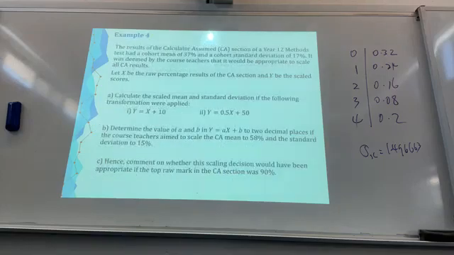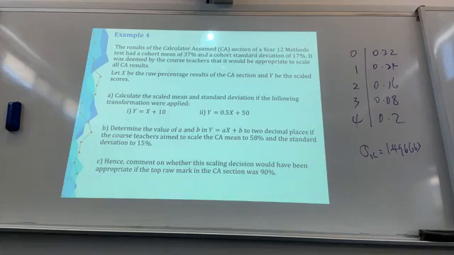Okay, let's go to example 4. This is a long one. The results of the calculator assumed section of a year 12 methods test has a cohort mean of 37% and a cohort standard deviation of 17%. It was deemed by the course teachers that it would be appropriate to scale all the results. So let X be the raw percentage results of the calculator assumed section and Y be the scaled score.